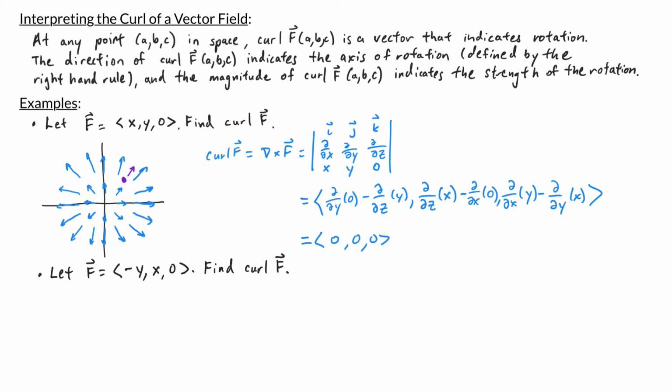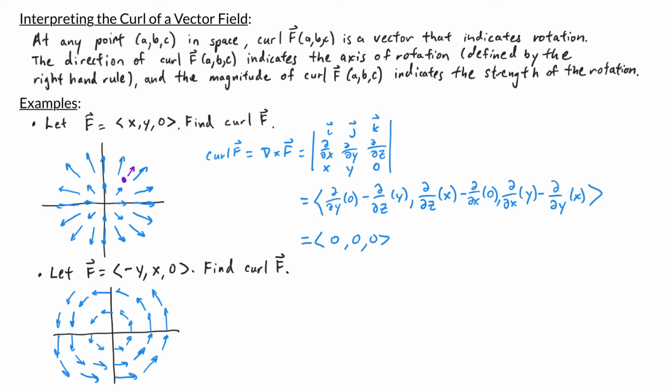This time, f is the vector field minus y, x, 0. And I want to find the curl of f. Again, let's start by looking at a picture of this vector field. Now, if I place a ball anywhere on the xy plane, it's going to be rotated counterclockwise by this vector field. This is because as we move out, the current gets faster and faster. Since the side of the ball that's closest to the origin moves slower than the side of the ball that's far away from the origin, the ball is going to rotate. So I should expect that the curl is non-zero.